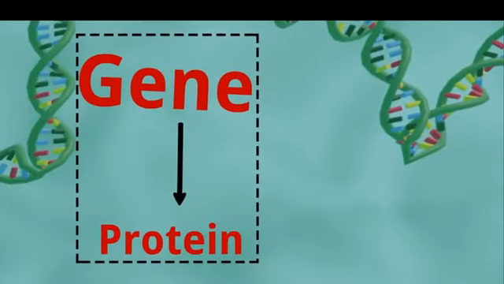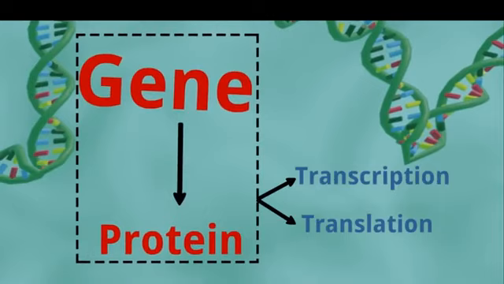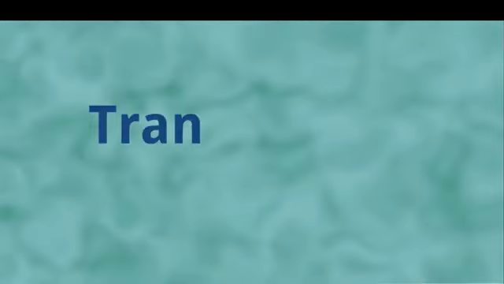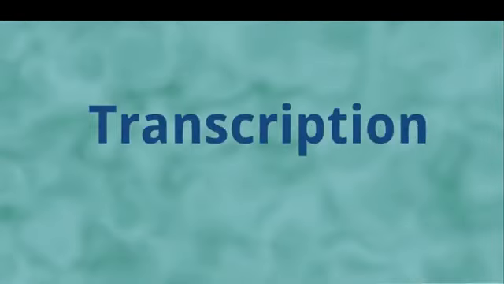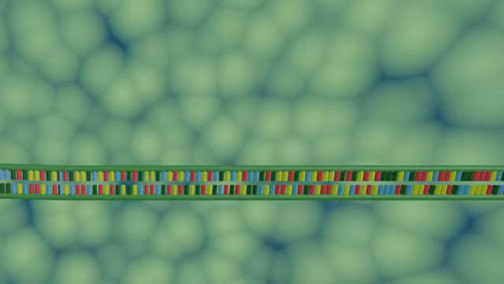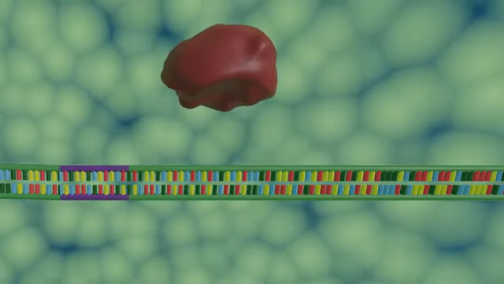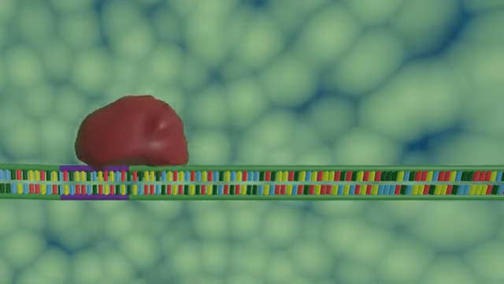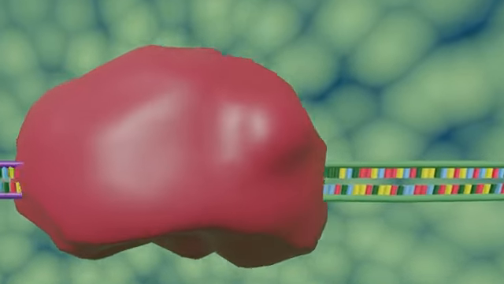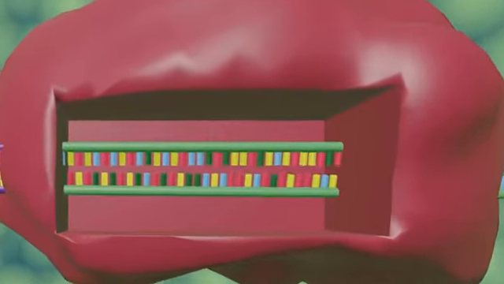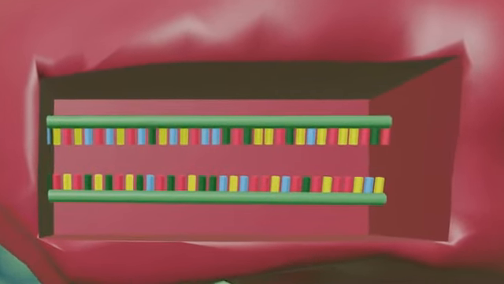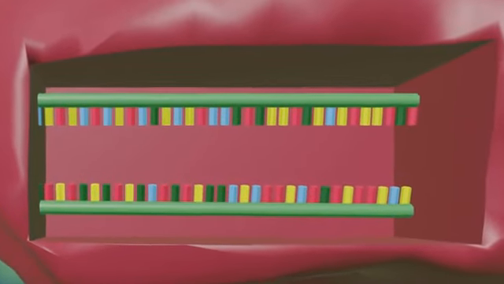Now, let's learn about the procedure from gene to protein, that is transcription and translation, in detail. At the beginning of the gene, there is a sequence of DNA called the promoter where RNA polymerase binds. Once bound, RNA polymerase separates the DNA strands, providing the single-stranded template needed for transcription.